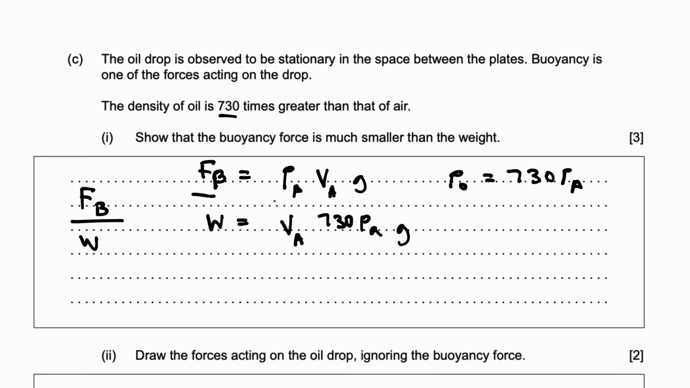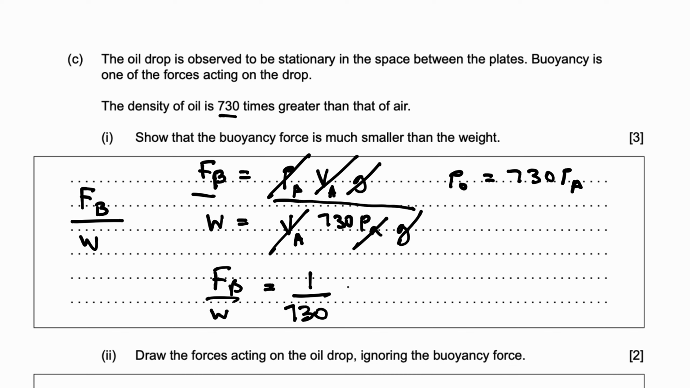Now if I divide them like so, I find that rho A cancels, the volume of air and the volume of air cancel, and gravity cancels. So I'm left with buoyancy over weight is equal to 1 over 730, which if I put in my calculator is equal to 1.4 times 10 to the power of negative 3.